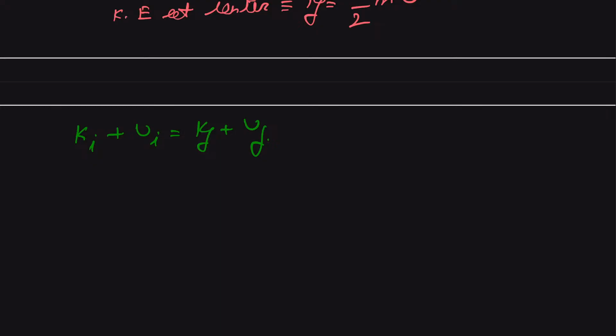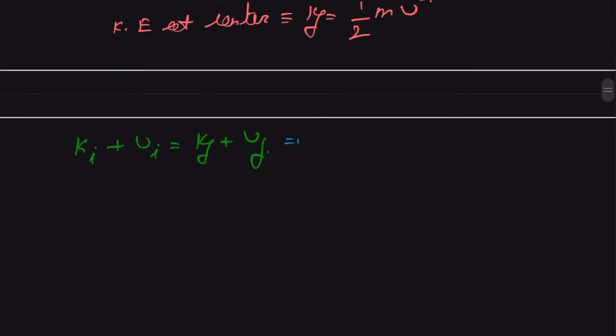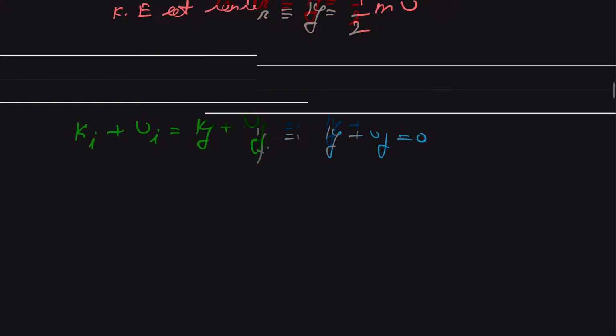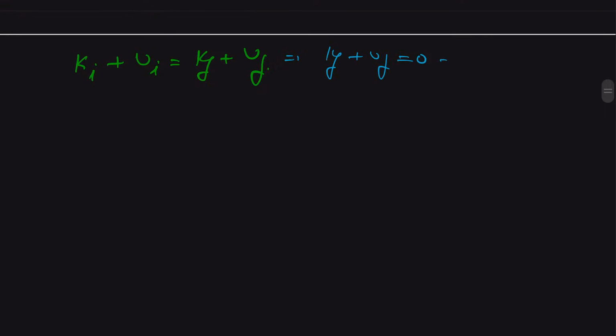And initial energy is equal to 0. So from here we can say that Kf plus Uf will be equal to 0. So we get that our final kinetic energy will be equal to negative of the final potential energy. Now we can just substitute the values.